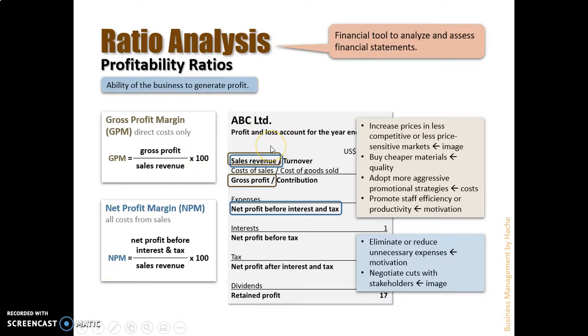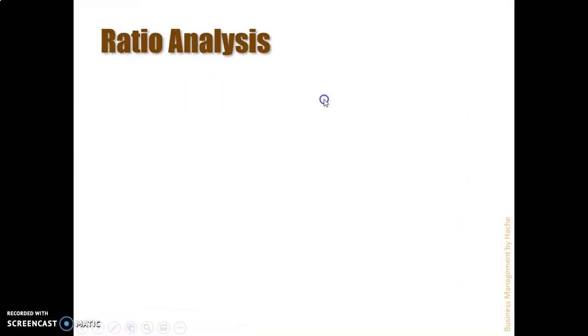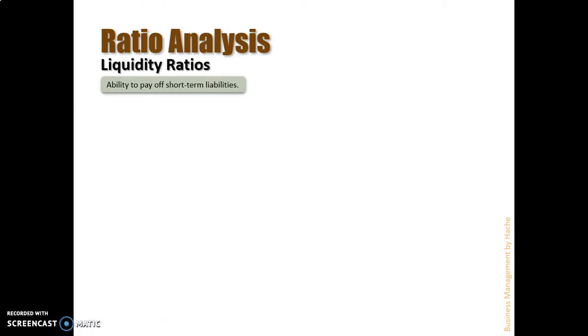So these are the two formulae for profitability ratios, to tell how well your business is doing, and you get these numbers from the profit and loss account. The next is liquidity ratios, and this comes from the balance sheet. It shows us the ability of the business to pay off short-term liabilities. So you have to take a look at the short-term liabilities in the balance sheet, make some calculations there, and understand how prepared the business is to handle short-term liabilities.